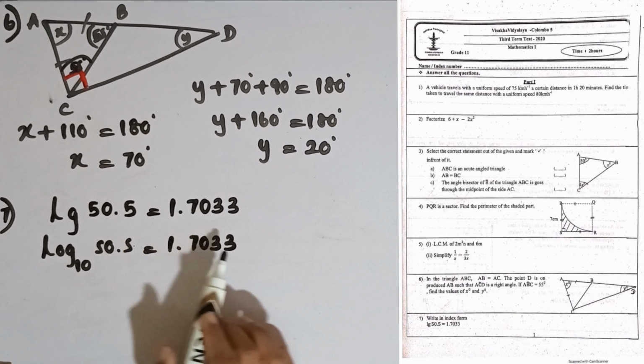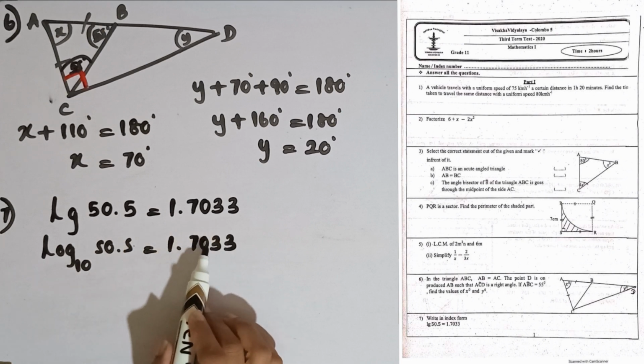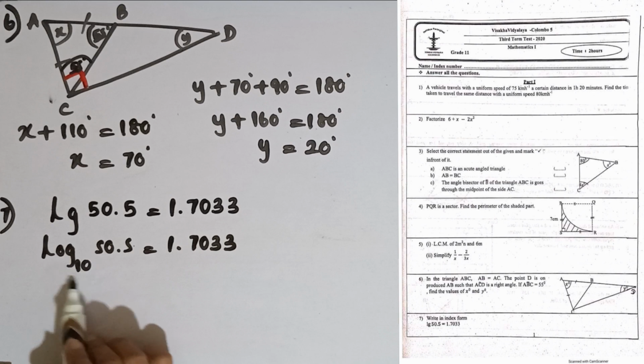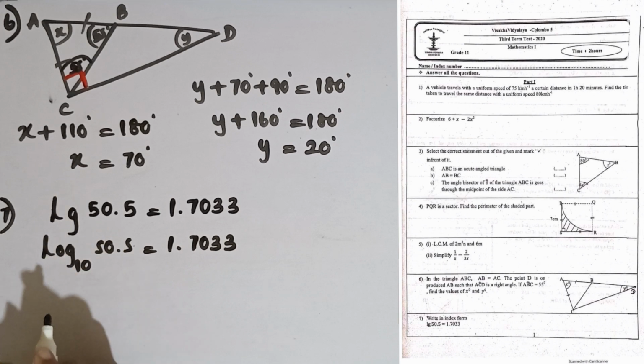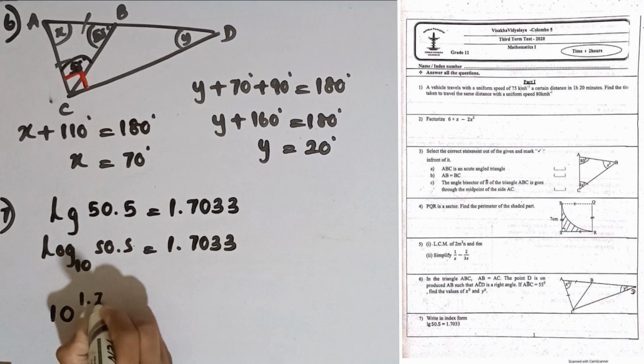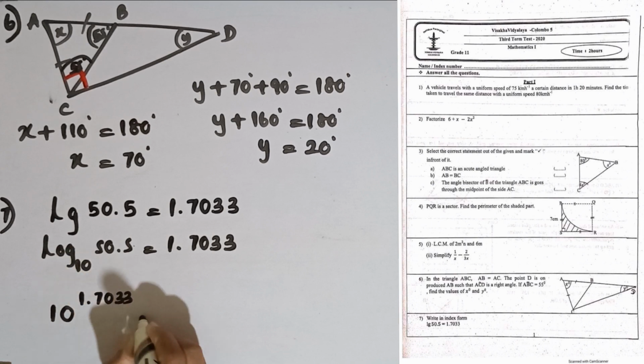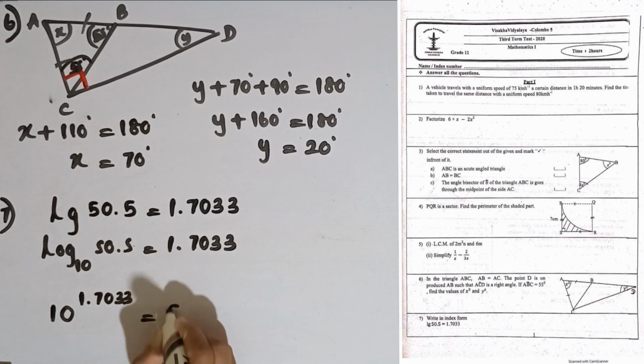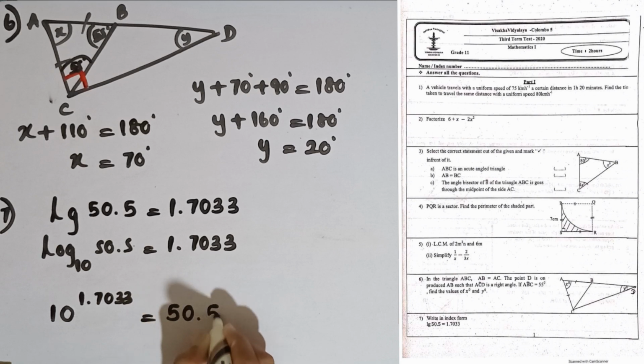Here the index is this number, 1.7033. Then the base is 10. Then the number is this one. Then we can write in index form as the base 10, then the index 1.7033 is equal to this number, 50.5. This is in index form.